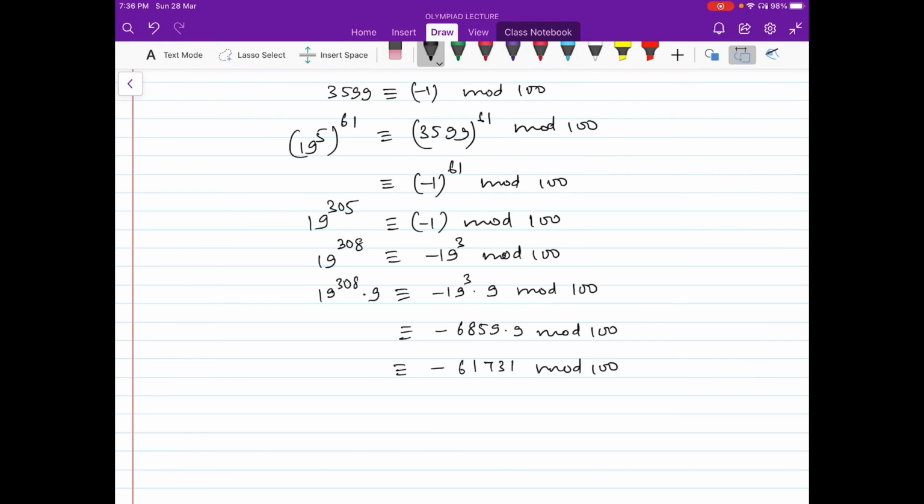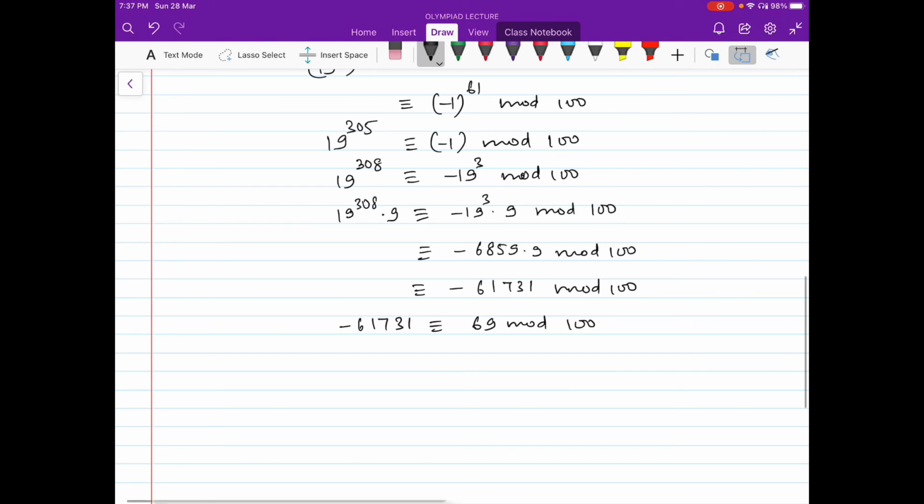So I already said if minus is there, you can write it very easily. Minus 61,731 is congruent modulo with plus 69 mod 100. So that is equal to 19 to the power 308 into 9 is congruent to 69 mod 100.